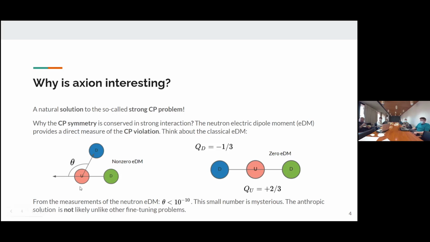However, from the measurement of the neutron electric dipole moment, we know this dipole moment is extremely small, and that gives you an extremely small theta angle, which is smaller than 10⁻¹⁰. So this small number is really mysterious. The anthropic solution is not likely, unlike other fine-tuning problems, because just imagine this theta number is still small, but not that small, like 10⁻³. Our nuclear physics will still be pretty much the same. You will still have Big Bang nucleosynthesis, galaxy formation, star formation, you have everything. We human beings can still be alive. So it's not likely to have an anthropic solution.